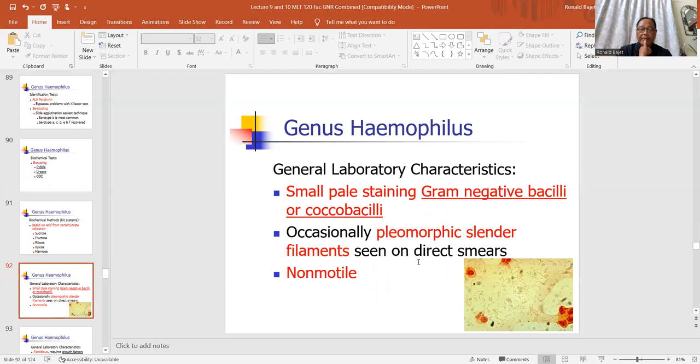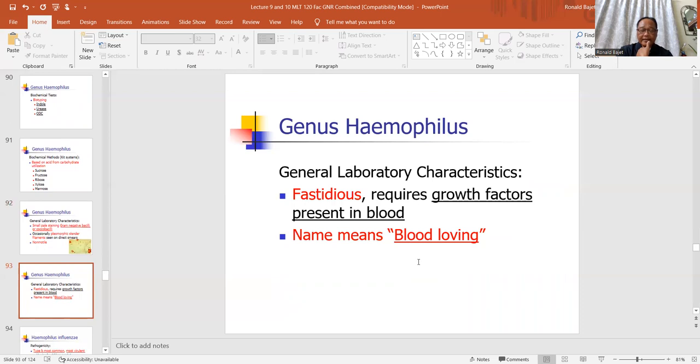Organism, what does it look like? Haemophilus is a small, pale-staining, gram-negative coccobacilli or bacilli, and they're pleomorphic, okay? Pleomorphic means different sizes and shapes of the same organism. And these organisms are non-motile, no flagella. Gram-negative coccobacilli are difficult to see. Haemophilus, as the name implies, is blood-loving. It likes the growth factors present in blood. It's fastidious, and the term fastidious means it has special requirements.